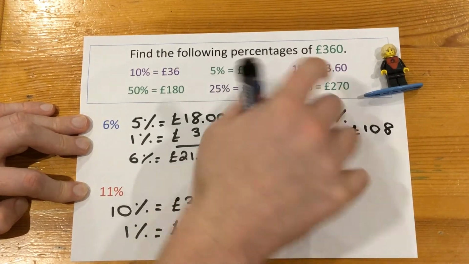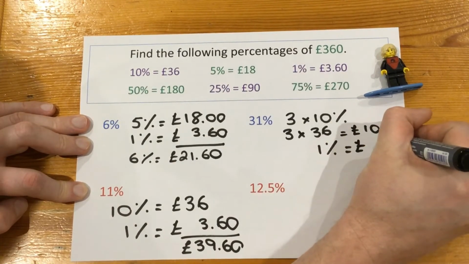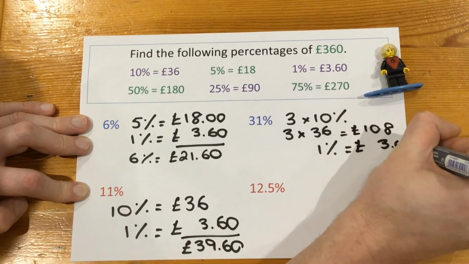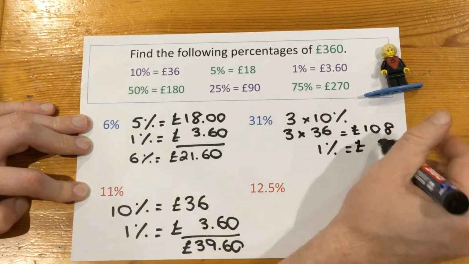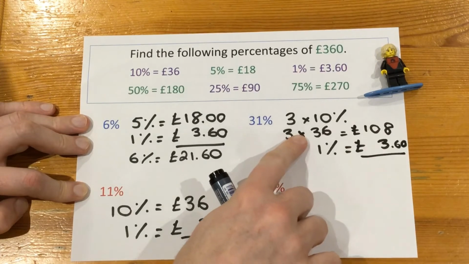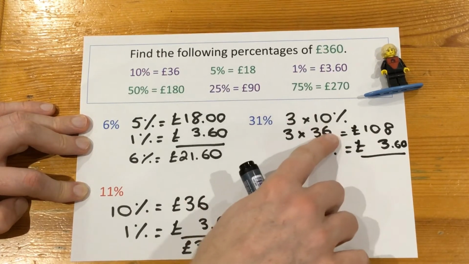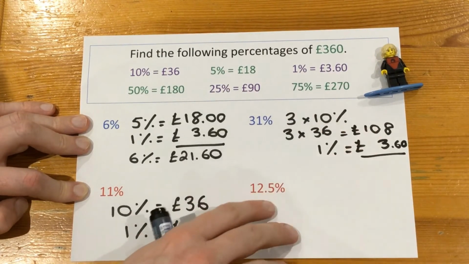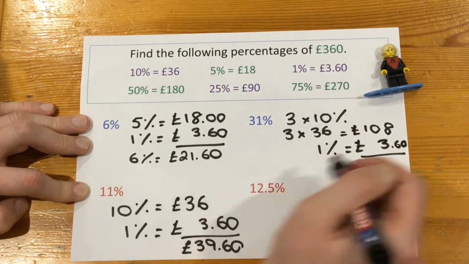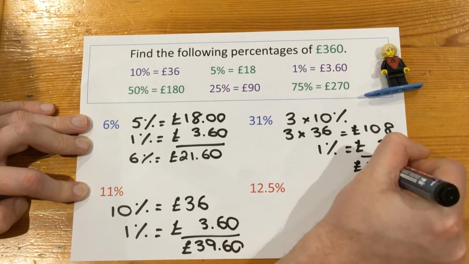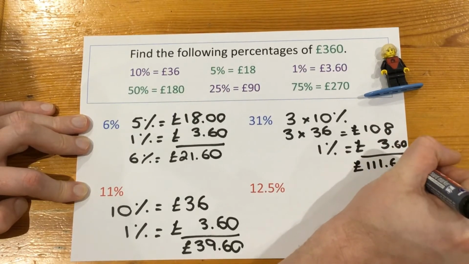And 1% I know is still £3.60. Try and keep my place value. And now I can add these together because I know 30%, 3 lots of 10%, is £108. 1% is £3.60. If I add those up, the 3 makes £111, 60 pence.